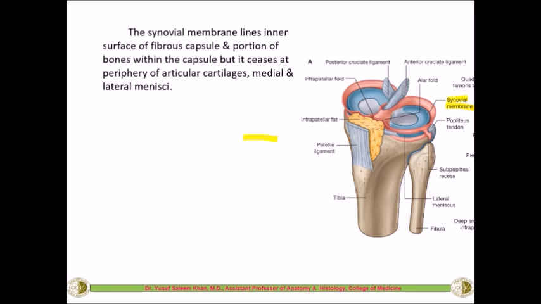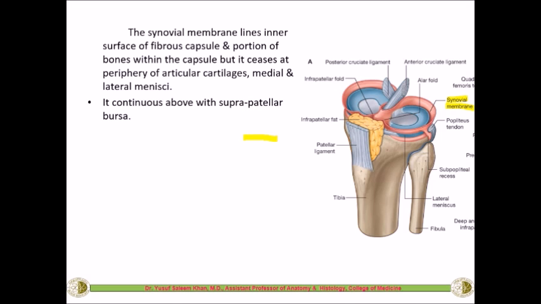knee joint. From outside we have the fibrous capsule, and the inside surface of the fibrous capsule will be lined by the synovial membrane everywhere except at the articular surfaces. If you can see here, this is the synovial membrane. It covers the whole of the knee joint as well as the spaces, but it doesn't go over the articular surface, because this articular surface will be lined by the articular cartilage. So it ceases at the periphery of the articular cartilage.